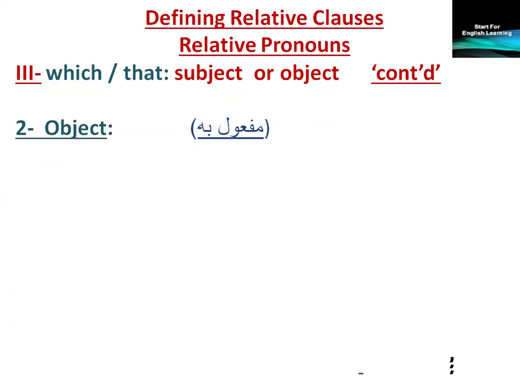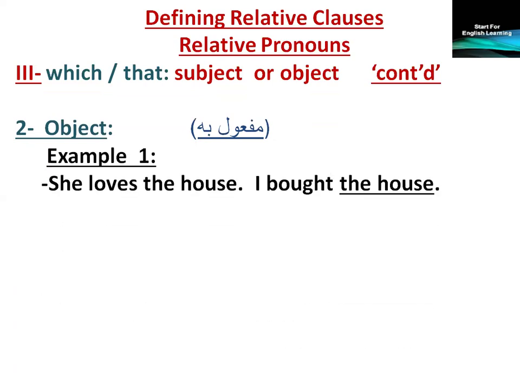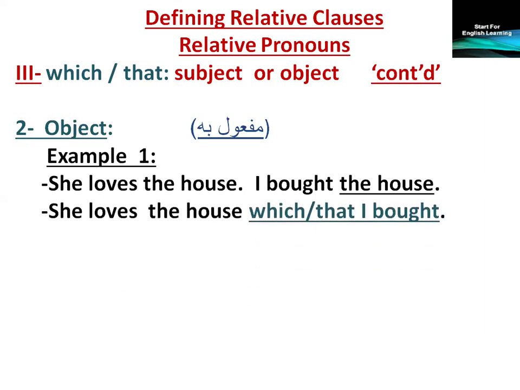Number 2, when which or that replace the object of the sentence. Example 1. She loves the house. I bought the house. Where is the repeated word in the second sentence? The house. It is the object of the sentence. It refers to a thing. So the answer is: she loves the house which or that I bought.